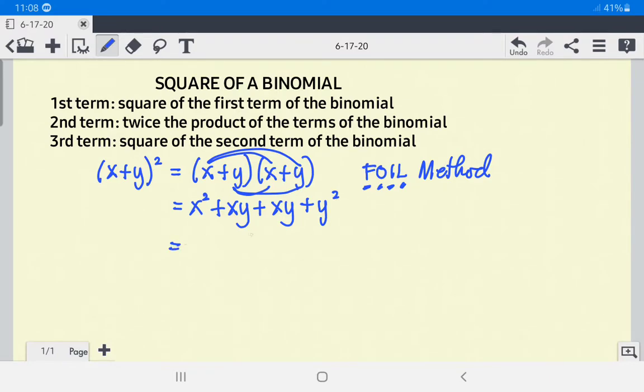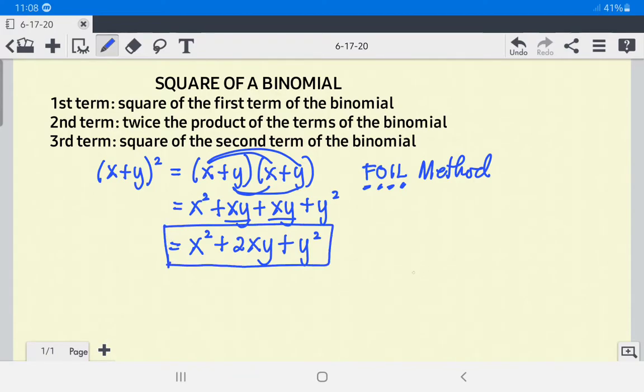Then combine similar terms. We have x squared. What are the similar terms here? We have xy and then another xy. So that is 1xy plus 1xy, that is 2xy. Then plus y squared. So this is the product of the square of a binomial. That is equal to the sum of the following terms.